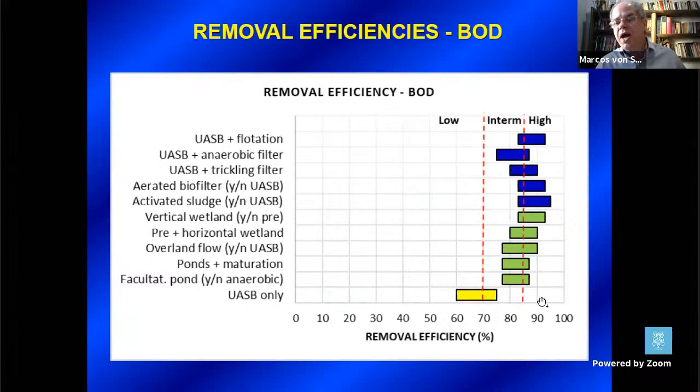The main message I would like to pass here is that UASB reactors alone will give low efficiency. Most of the treatment processes will be in the range between intermediate and high efficiencies. And the natural treatment processes are capable of giving similar removal efficiencies as the more intensive ones. This is important. We could think, well, natural treatment processes are very simple, so they are not efficient. No, they can give similar removal efficiencies.